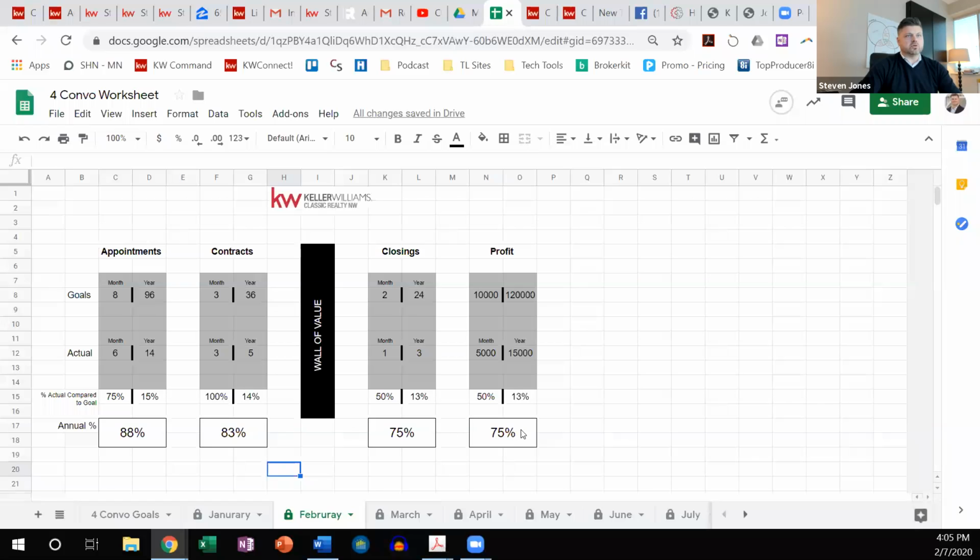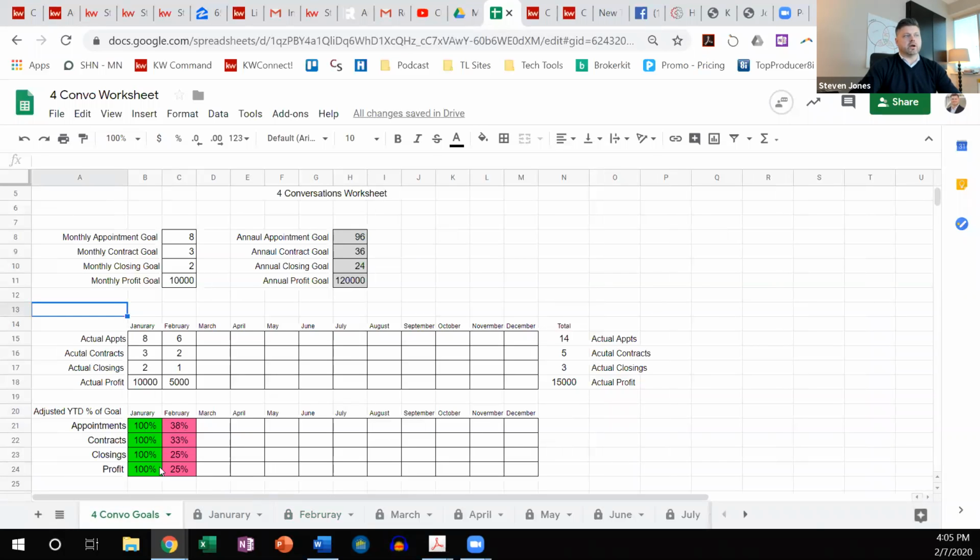The same thing goes when you get over to the profit side. Our goal for profit was 10,000 for the month, and 5,000 is what we brought in, meaning that we are at 50% for the month, but it puts us at 13% for the year goal. But based on where we're at in the year annualized, we're at 75%. So here you're going to see we've got 80% here and 75% here. If I go back to the 4 conversations, you're going to see where we're at based on percentage of goal. And that means we either need to move up or we need to move down.